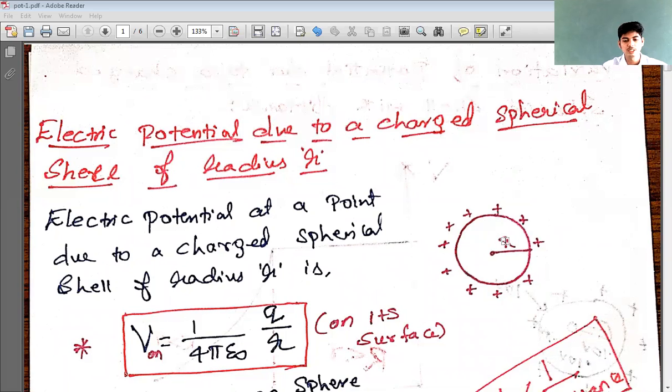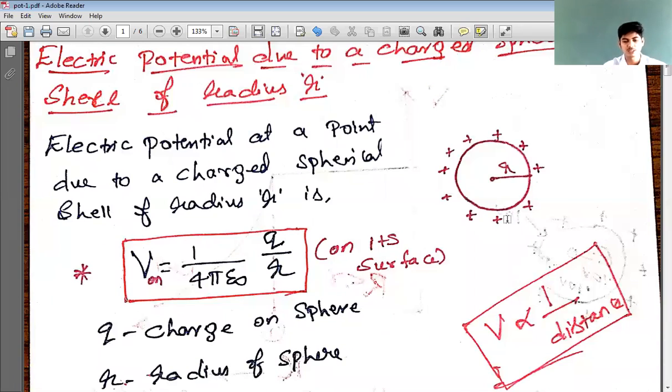The derivation of the electric potential due to a charged spherical shell is not in our syllabus, but you need to know its equation. See, due to a charged spherical shell of radius r, here I have represented a charged spherical shell of radius r. Due to this charged spherical shell, electric potential on its own surface will be given by 1 by 4 pi epsilon naught q divided by r, where q represents charge on the sphere.